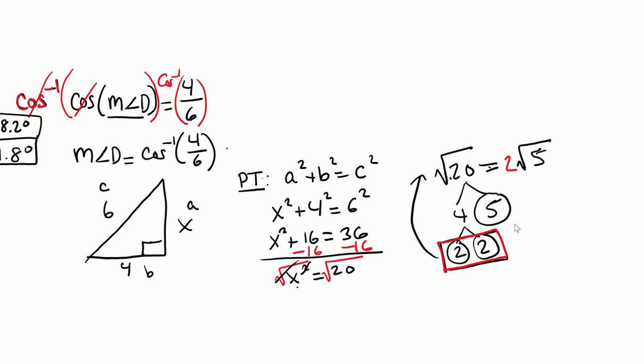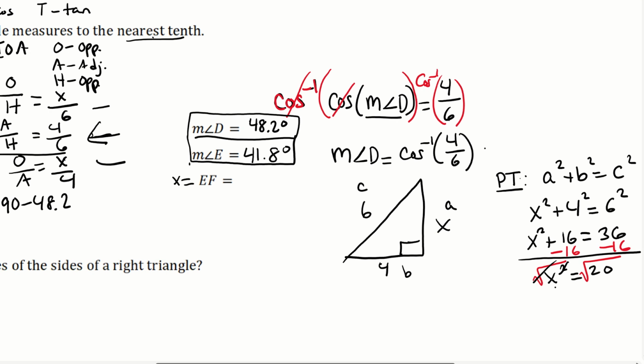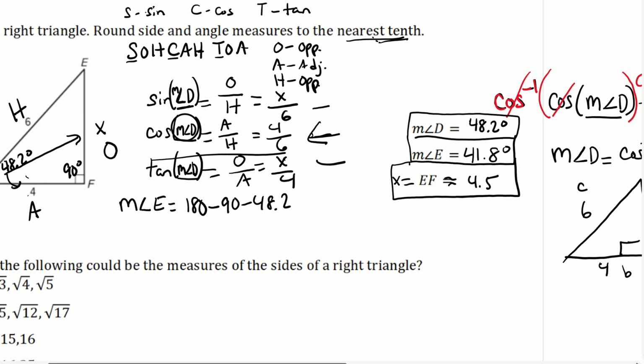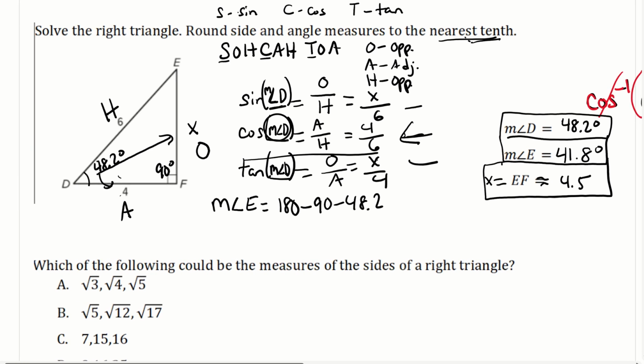All right, so now we know that it's 4.47, but remember they want us to round to the nearest tenth, right? So we're going to round it to 4.5. All right, there you go. That's my third solution here. Okay, so that's how you solve the right triangle.